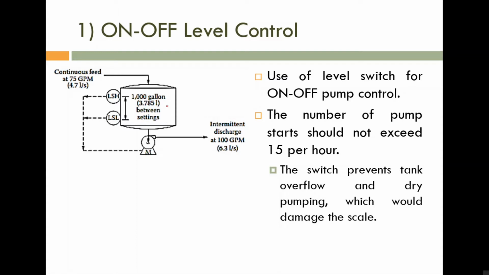3.785 liters each. Now this one is a feed, where the feed flow rate is constant. Feed flow rate is 75 gallons per hour, or 4.7 liters per second. So this is the feed flow rate, that is constant. Now here you can see a discharge pump, a centrifugal pump, and the discharge flow rate is 100 gallons per minute if it is on. If the pump is working, the discharge flow rate is 100 gallons per minute. If it is not working, the discharge flow rate is 0.